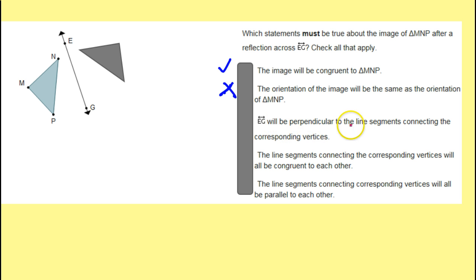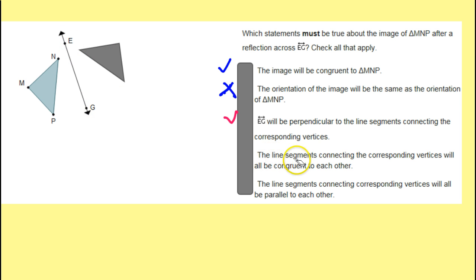EG will be perpendicular to the line segments connecting the corresponding vertices. This is what we talked about earlier. These would be the line segments connecting the corresponding vertices. It would be like this. And yes, these should be perpendicular because that's how reflections work. So that should be kabam.